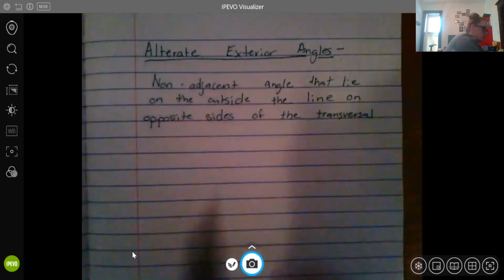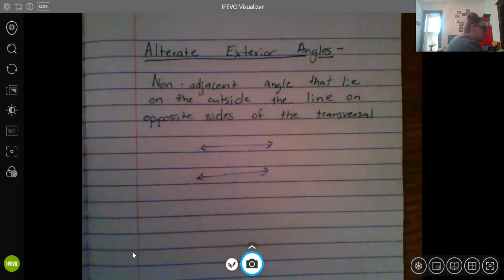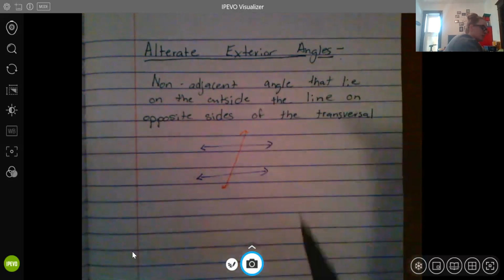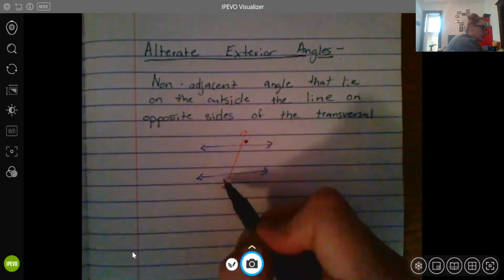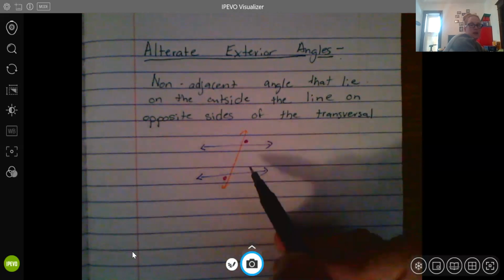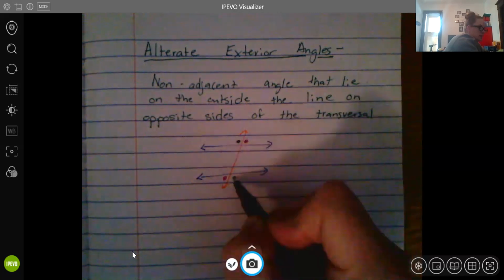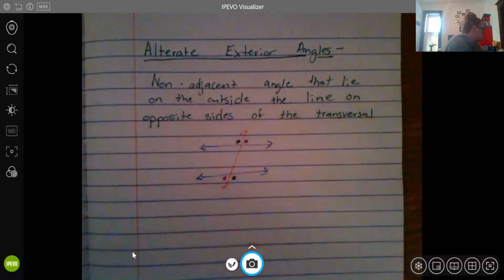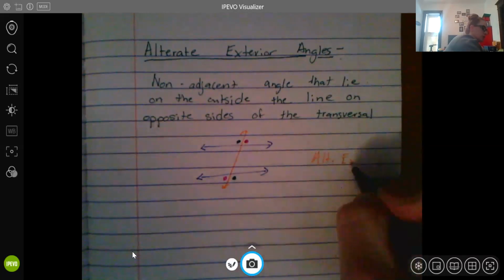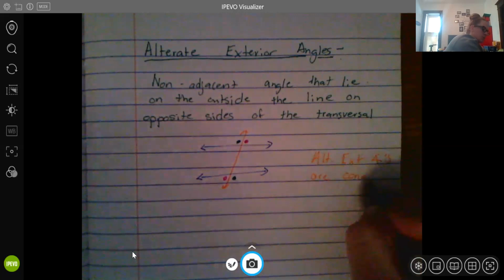All right, so if I go ahead and draw my lines, my transversal is coming through in orange. All right, so these ones are on the outside of my parallel lines and on opposite sides of my transversal. So they are both outside the blue lines and on opposite sides of the orange one. And I have another set here in this teal. Okay, alternate exterior angles are also congruent. So they have the same measure.